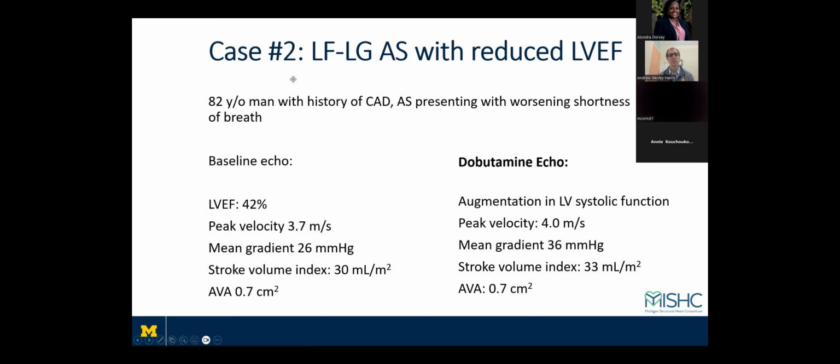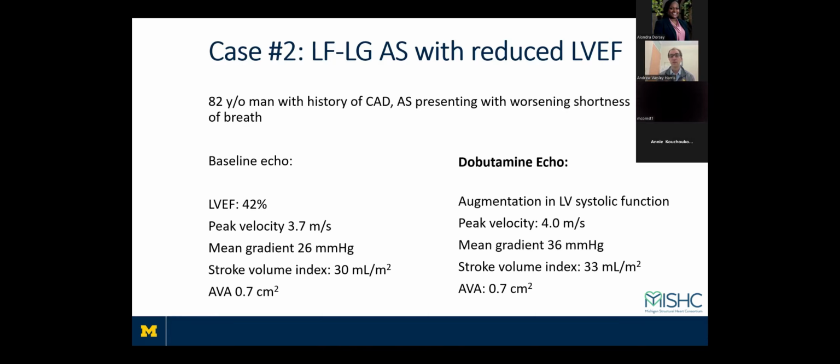So here's another situation. This is another one of my patients. He's an 82-year-old patient with coronary disease, known AS, who is referred because of worsening shortness of breath. We get a baseline echo. His EF was 42%, peak velocity 3.7 meters per second, mean gradient 26. He had a low stroke volume index of 30 mils per meter squared and an aortic valve area of 0.7 centimeters squared.